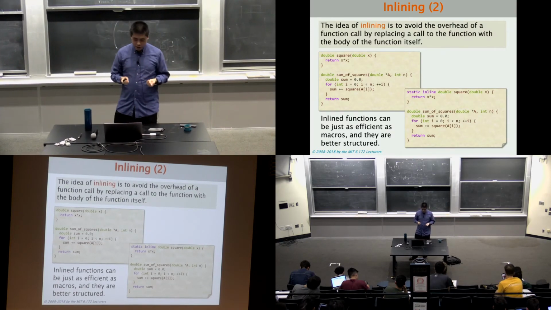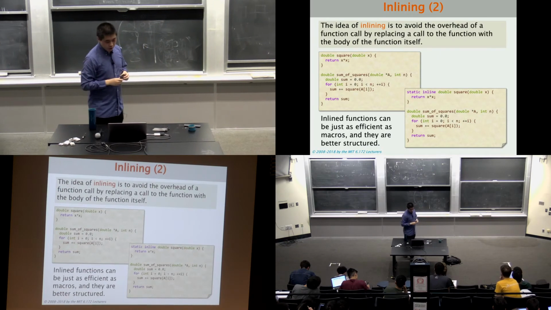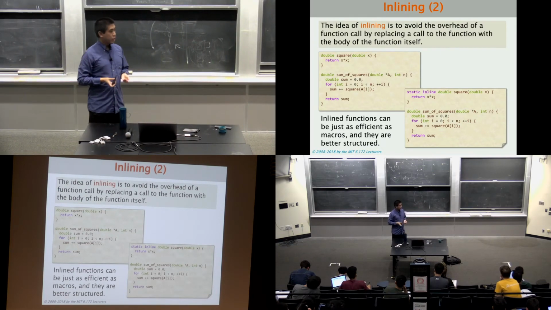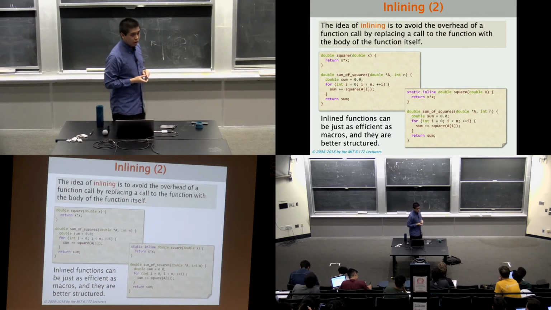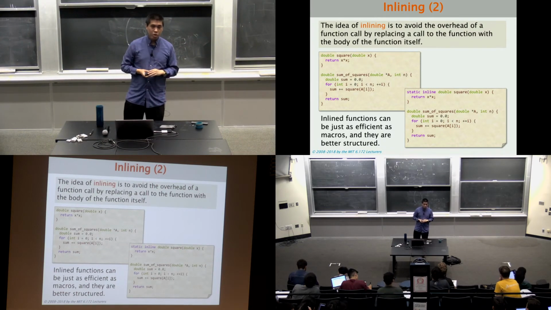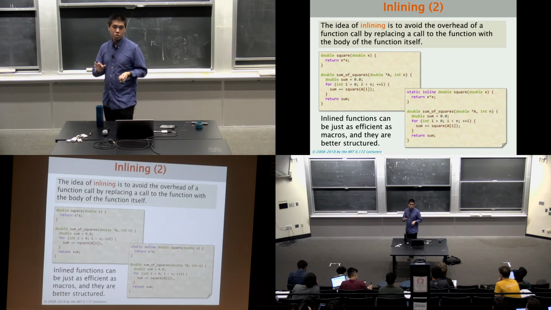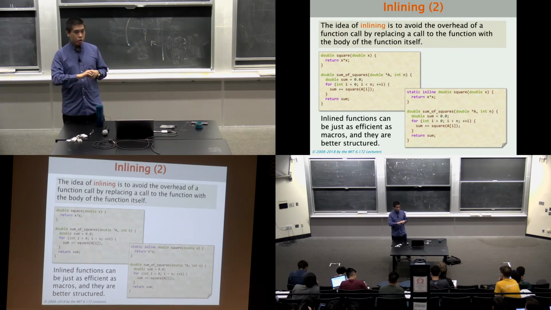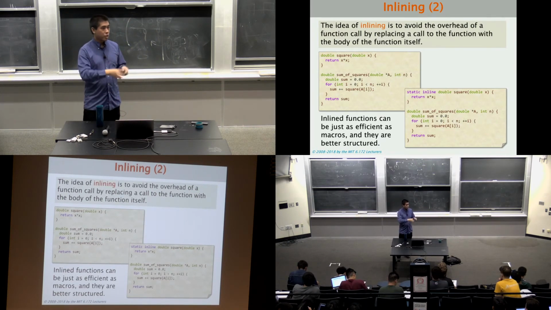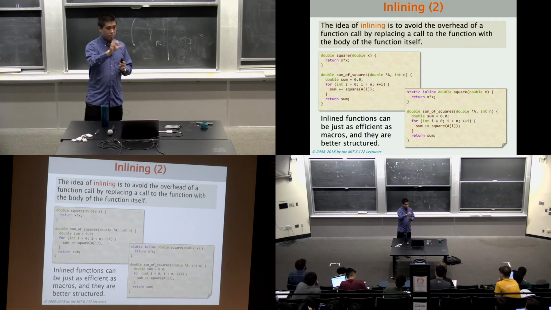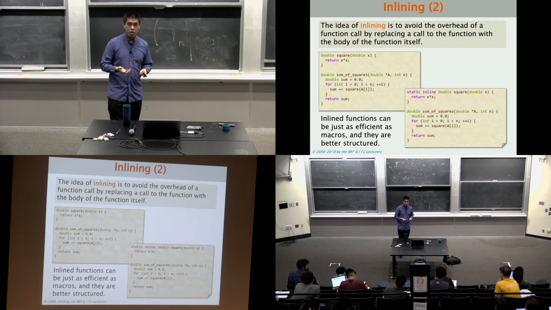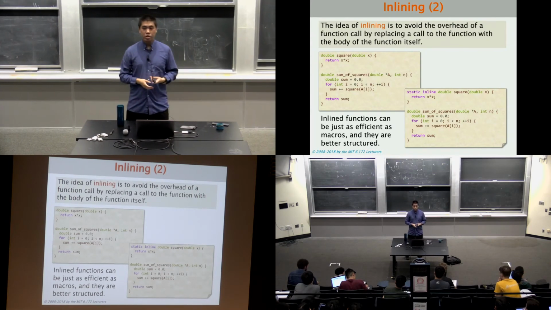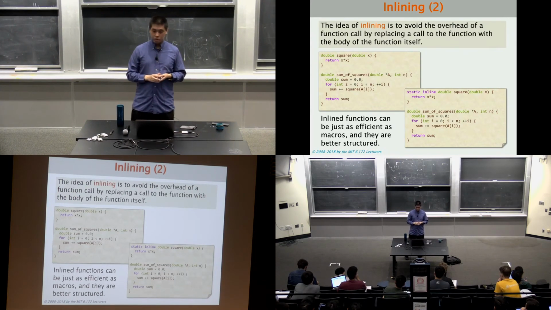And you might ask, why can't you just use a macro to do this? But it turns out that inline functions nowadays are just as efficient as macros. But they're better structured because they evaluate all of their arguments, whereas macros just do a textual substitution. So if you have an argument that's very expensive to evaluate, the macro might actually paste that expression multiple times in your code. And if the compiler isn't good enough to do common sub-expression elimination, then you just wasted a lot of work.